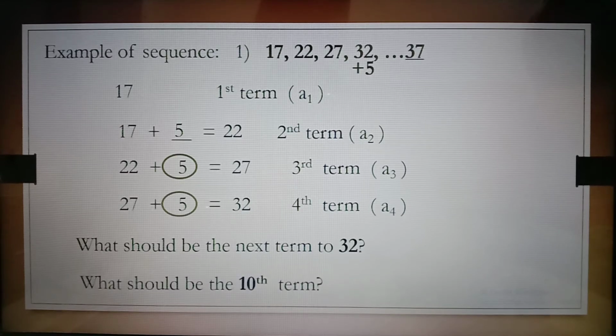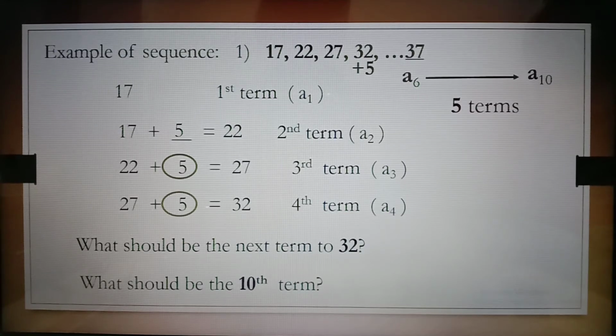What should be the 10th term? So kung tatanungin natin, what should be the 10th term o yung pang-sampung term, makikita mo from 17 to 37, 1, 2, 3, 4, 5. Mayroon na tayong 5 terms. So, ibig sabihin, maghahanap tayo ng a sub 6, which is the 6th term, up to a sub 10, which is the 10th term. So, ilang terms mayroon dun? From a sub 6 to a sub 10, mayroon pa tayong 5 terms na gagawin.